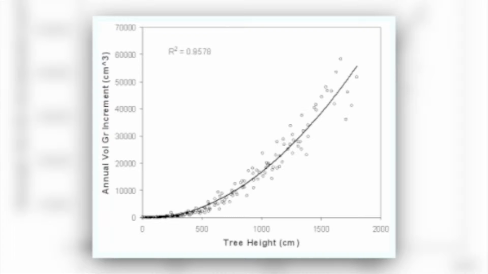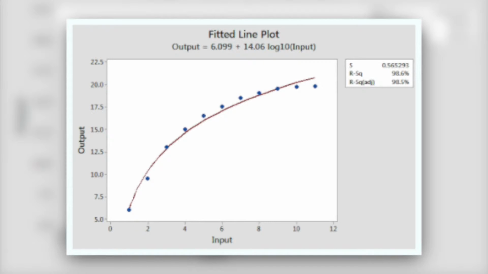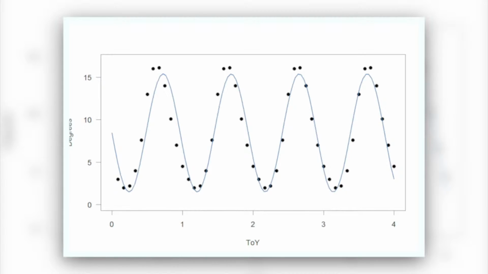Exponential regressions are equations of functions with x as the exponent. Logarithmic regressions are equations of functions with x as the variable in a log 10 function. Sinusoidal regressions are equations of functions with x as the variable in a sine function.